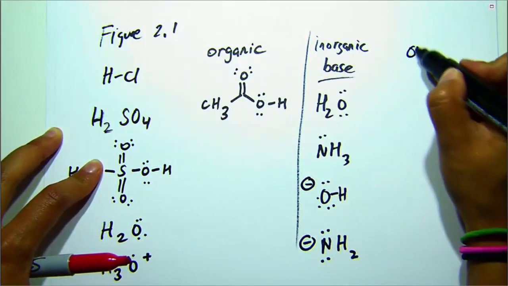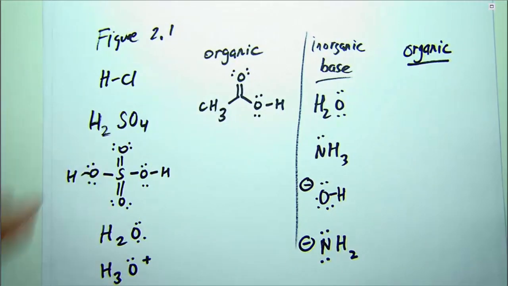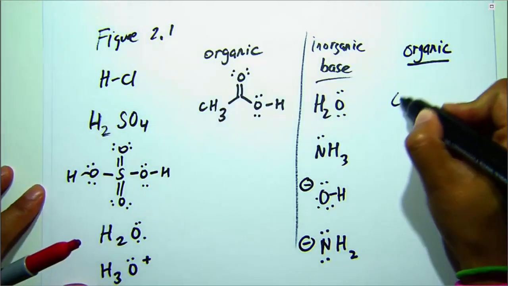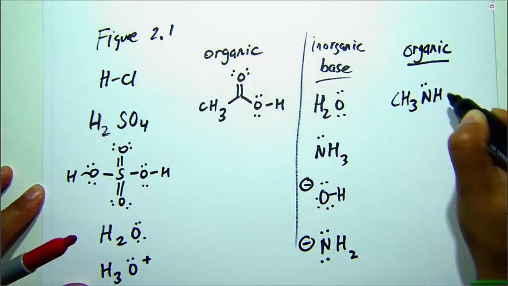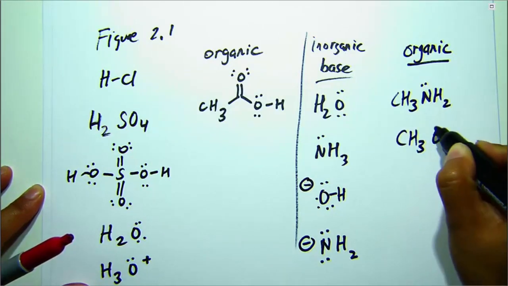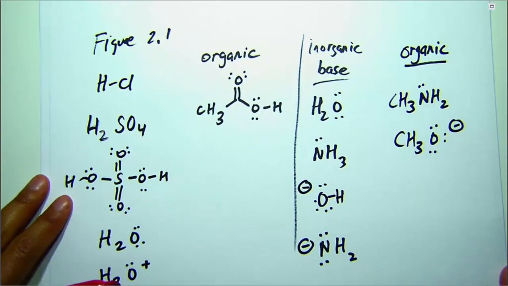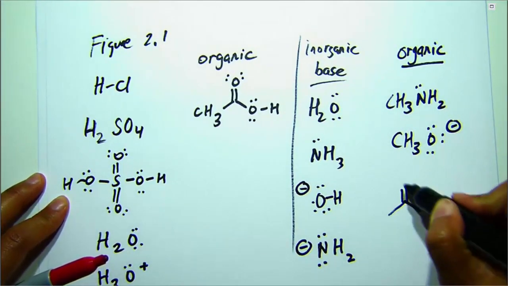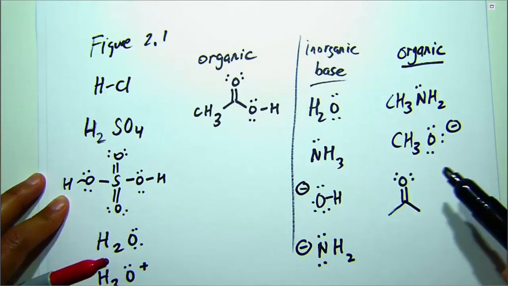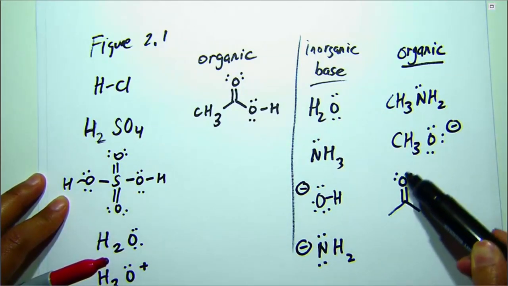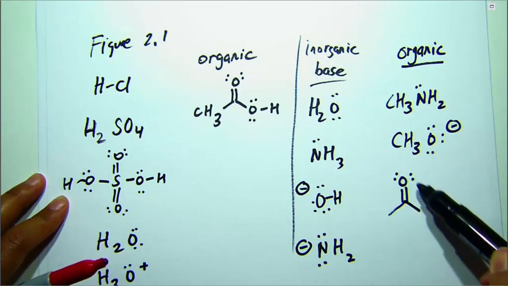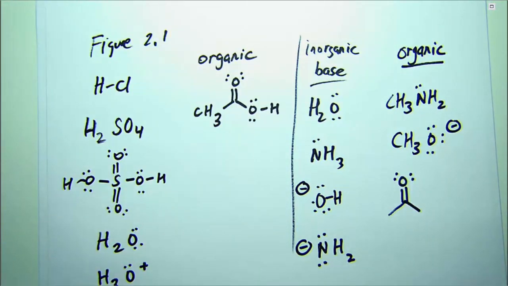Then we can also have organic type bases. Just an example of some organic bases, these are going to be electron pair donors. Some common ones are methylamine, which is CH3NH2, and methoxide, which is a common one. And then we've also got compounds that are Lewis basic, such as acetone. This is not a very strong base, but the lone pairs on the oxygen here are good lone pair donors, and so acetone can also act as a Lewis base.